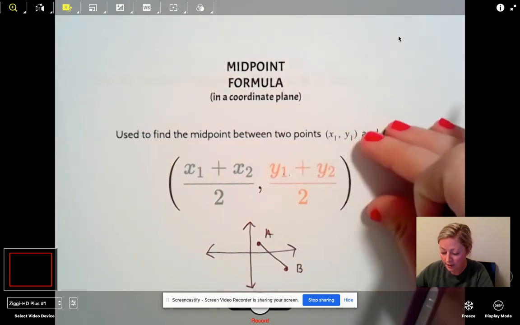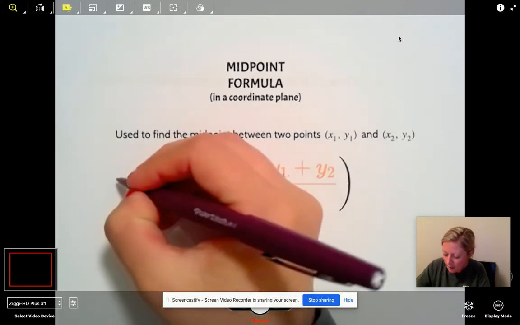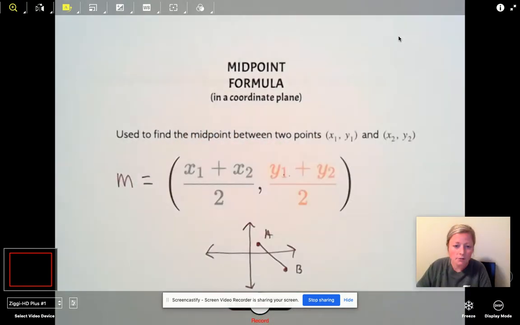So jot that down, make sure you have it written down correctly before we get started. And most of the time we use M equals, so that's how you know it's the midpoint.